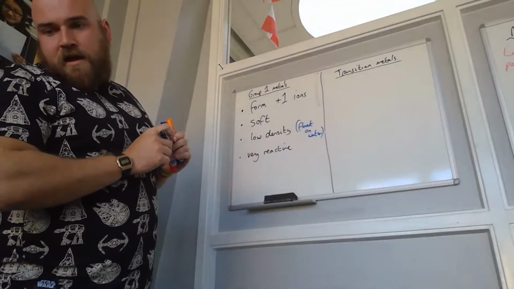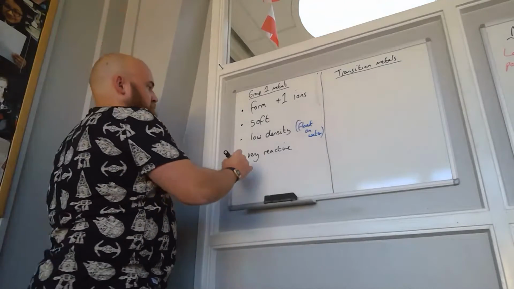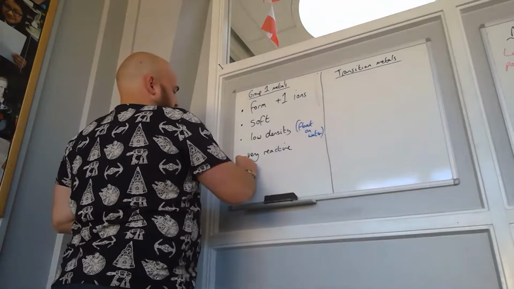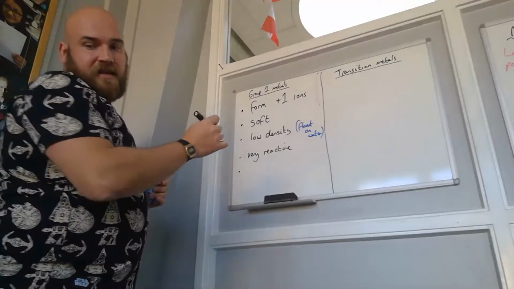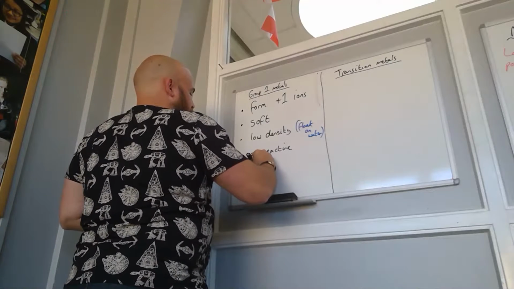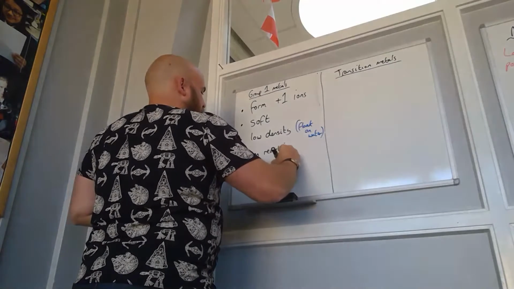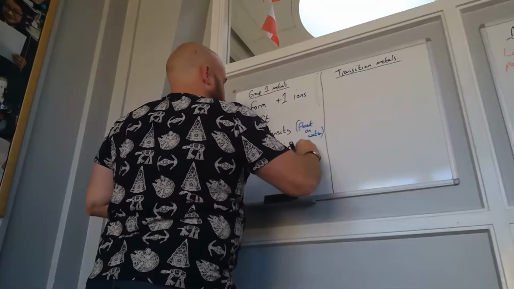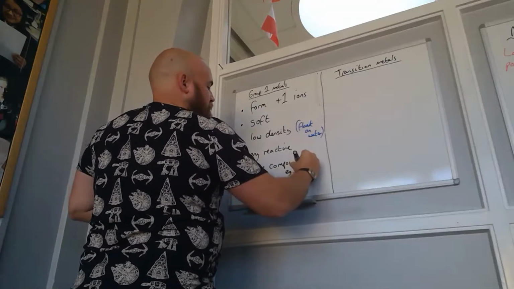Okay, what else? Let's look at the compounds they form. So these tend to form white compounds, e.g. salt.